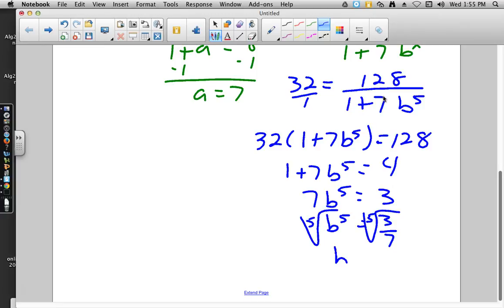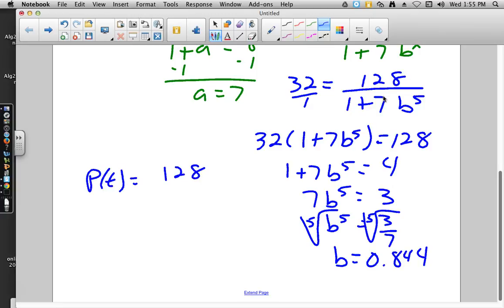Now, we won't be able to do anything fancy with this. By that I mean we're not going to be able to write this with one base because we have a 3/7. In the past, and in the next problem that I'm going to do, we do have a 1 in our numerator, and that means we can do this a little bit fancier and a little bit more exact. But in this case, we would just have to punch it in, figure out the 5th root of 3/7, which is approximately 0.844. So we can finally finish it up.